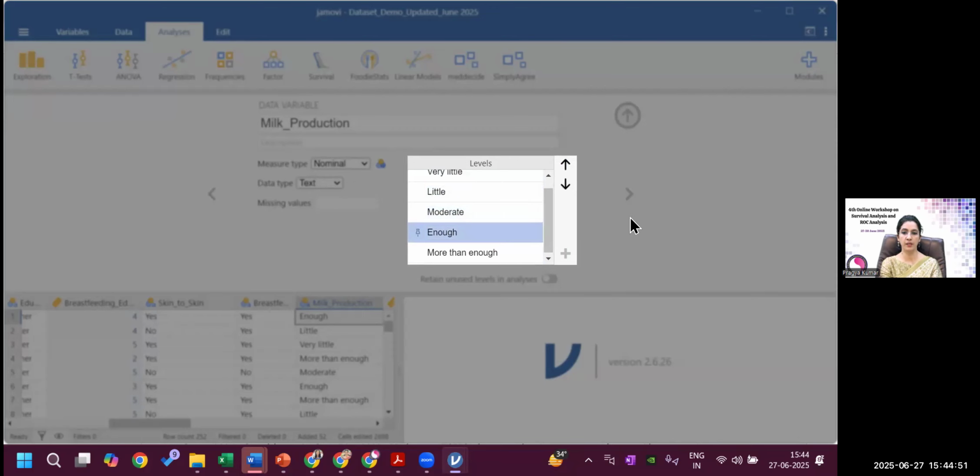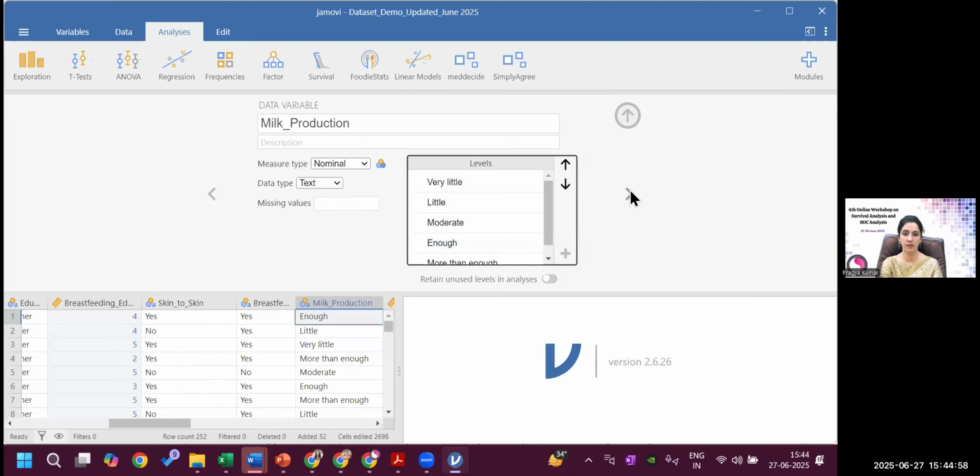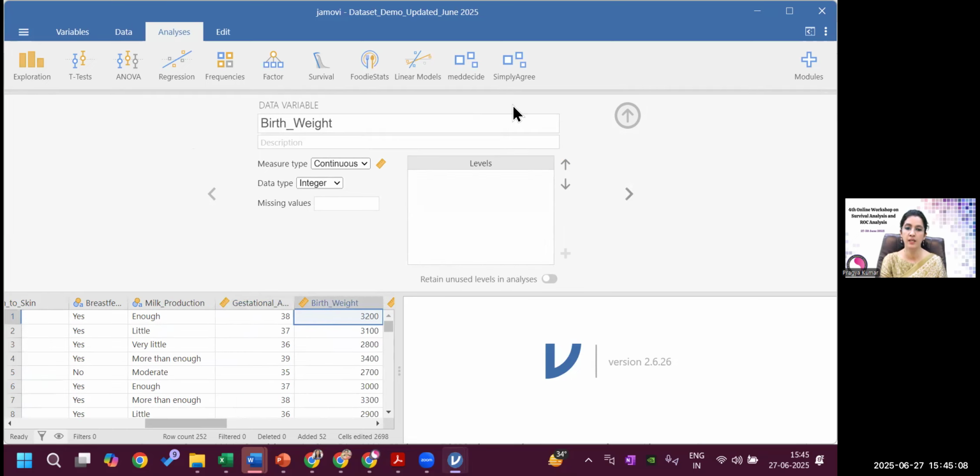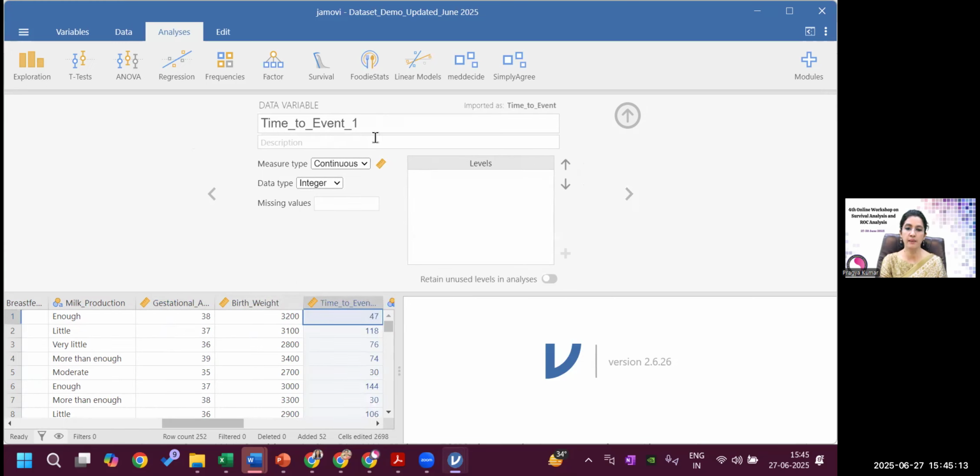So now it is okay. You can see it is very little, little, moderate, enough, and more than enough. And then there is gestational age, meaning age at birth. That means at 38 weeks of gestation, the baby was born. Birth weight of the baby in grams. This is your time to event data.